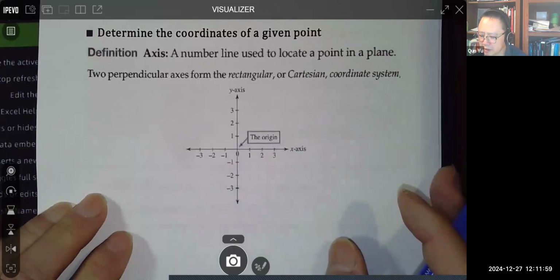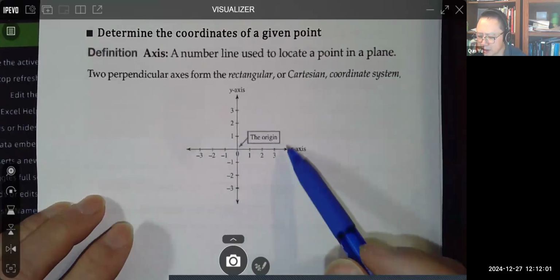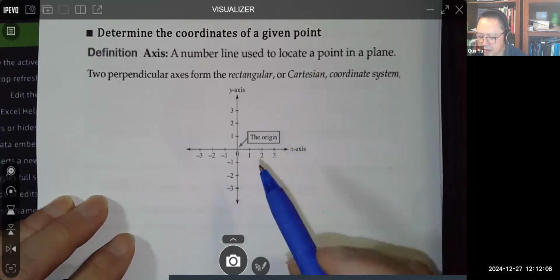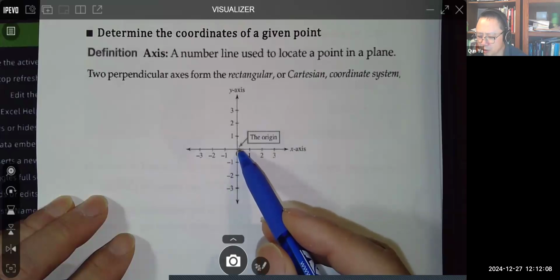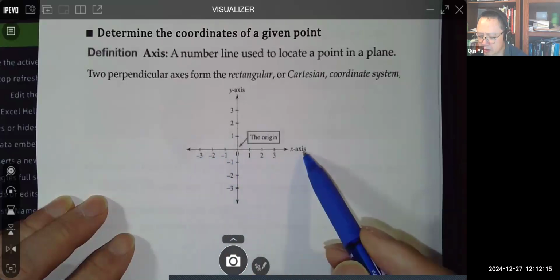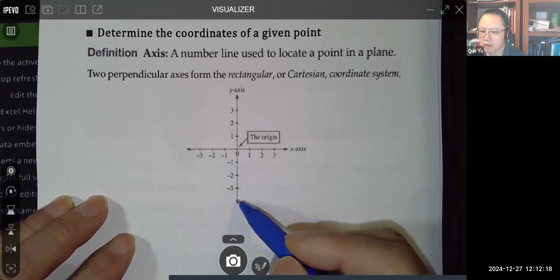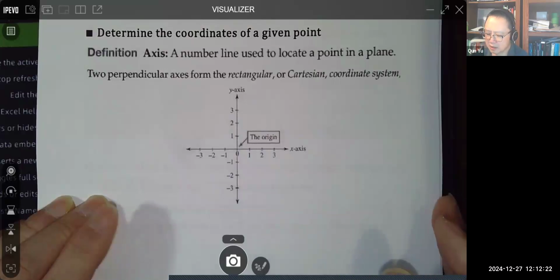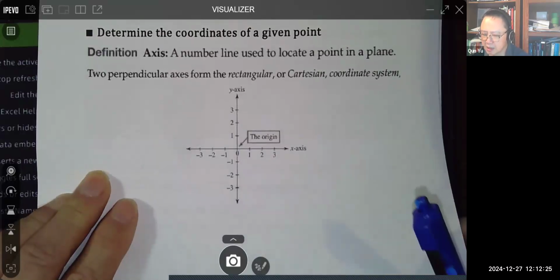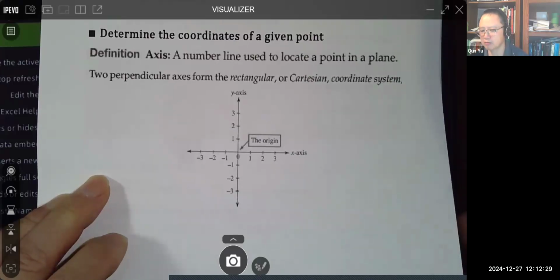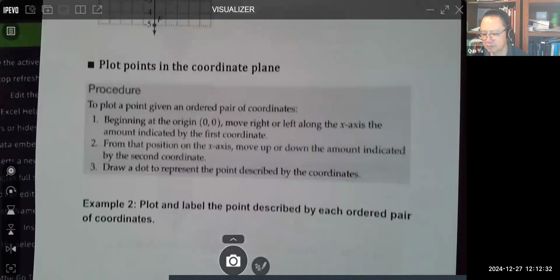Some people also call it a Cartesian system. They're the same thing. The zero is the origin, the beginning point for both axes. The numbers go up from left to right. The numbers also go up from bottom to top in that direction. Now after these basics of the coordinate system, let's look at the first example.